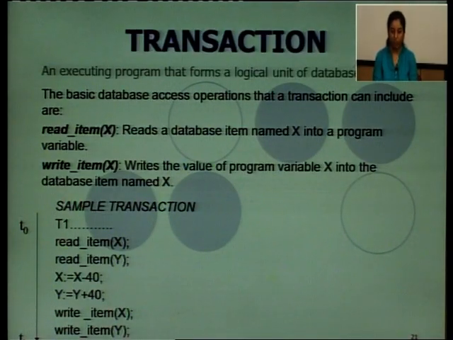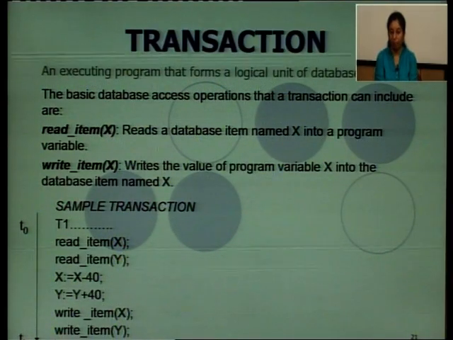Now we will move to a concept known as transaction processing and database modeling system. A transaction is basically an executing program that forms a logical unit of database processing. The basic database access operations that a transaction can include are read item and write item. In transaction processing, read item reads a database item named X into a program, and write item writes the value of program variable X into the database item named X.